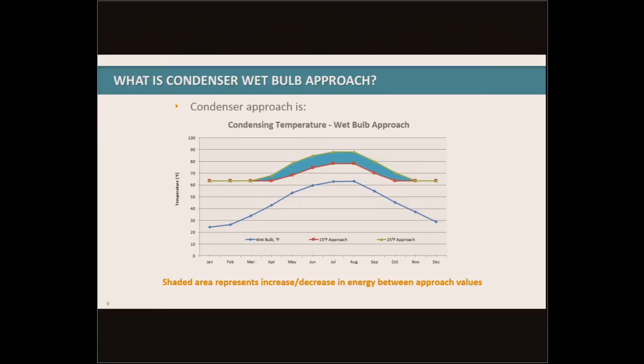So if we've got a 25-degree approach, as the wet bulb goes up, our condensing temperature and corresponding pressure is going to go up by that same amount. So you can see the difference between the green line and the blue line is pretty fixed during those summer months. But if we can reduce that approach, reduce it down to, say, a 15-degree approach, which is indicative of that red line, then the difference between the red line and the blue line is now 15 degrees, and we're able to bring that down, and we can save compressor power. So the shaded blue area here is the savings that we can achieve by using a lower wet bulb approach value. And when combined with reducing our condensing pressure, it can really yield good savings throughout the entire year.